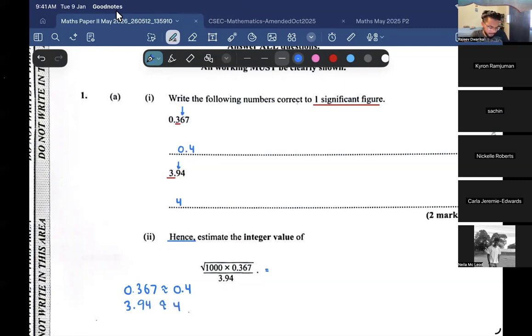How would that information be used in this question? You should replace the values with the estimated values, like 1000 times 0.4 over 4. That is why they use the word hence. Right? You with me now? Yes, sir. Good. What's 1,000 by 0.4?